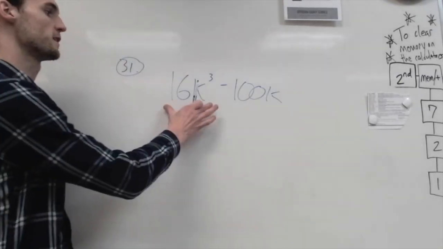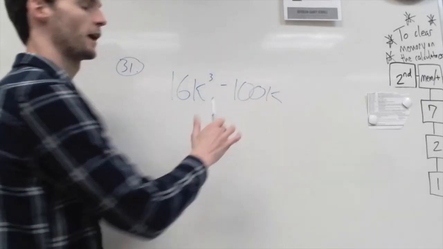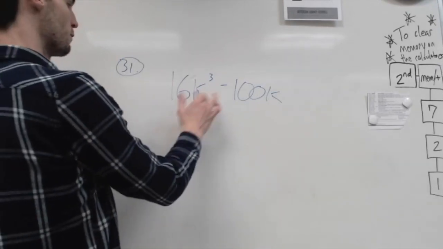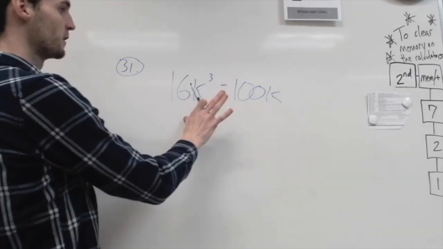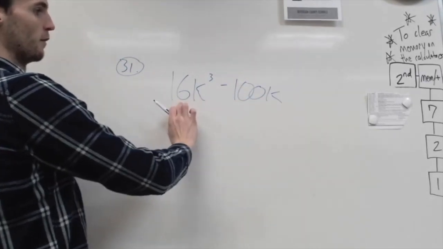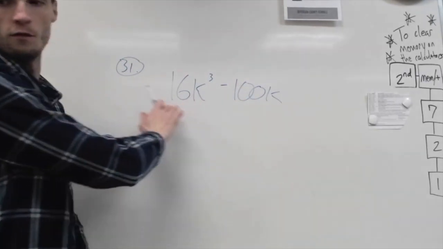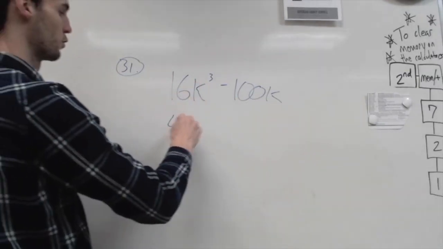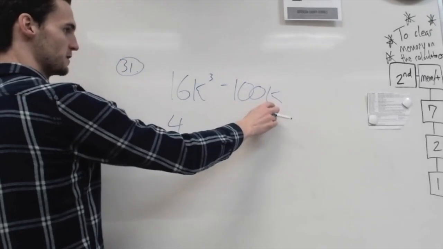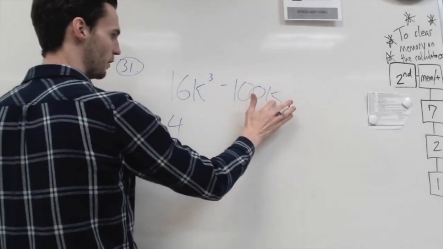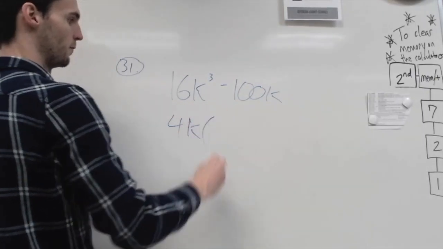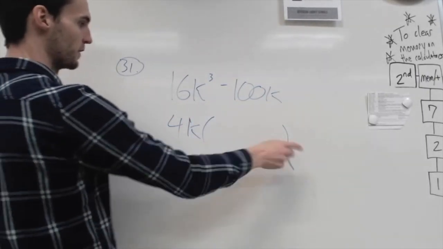Okay, last one, you've got 16k cubed minus 100k. So you're going to first look for a GCF. We're going to see the biggest number that will go into these evenly. So 16 won't go into that, 8 won't go into that, 4 is the one, 4 is a lucky winner. All right, then we move to the variables. So this has a k and this does too. So we're going to take the one with the lowest, the littlest exponent. And we have 4k parentheses.